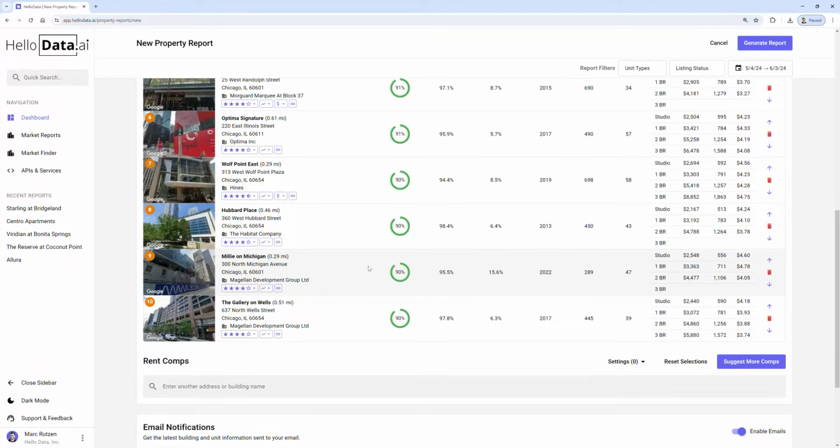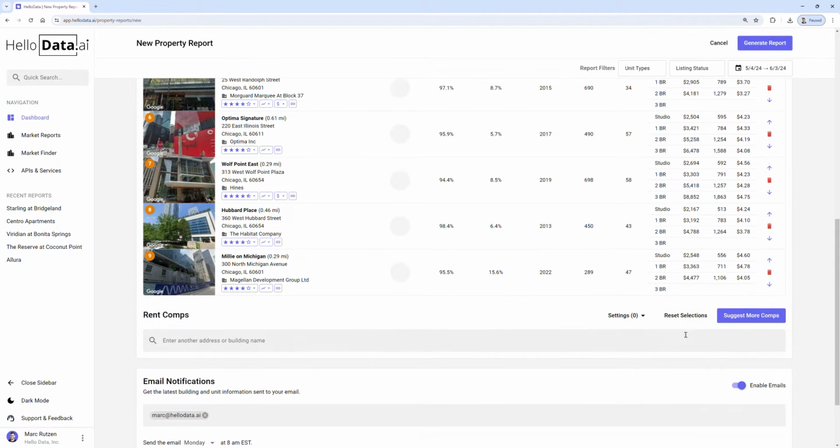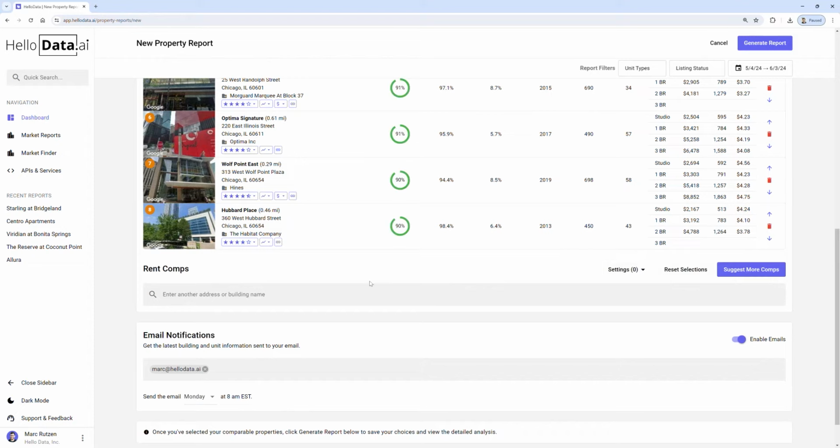But that being said, you don't have to go with our comp recommendations. If you disagree and you think Gallery on Wells is not a good comp, feel free to remove it. You just click this trash icon to the right and you can easily remove a comp. And then you'll see that there's a search field here.